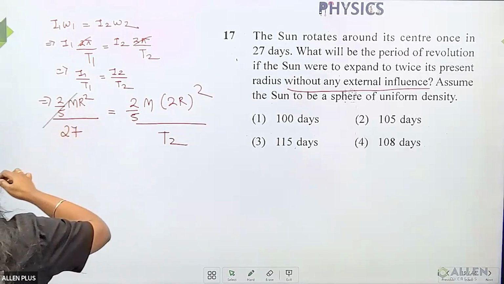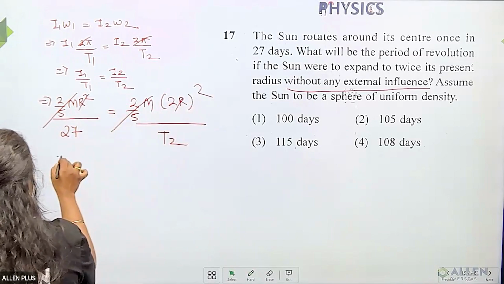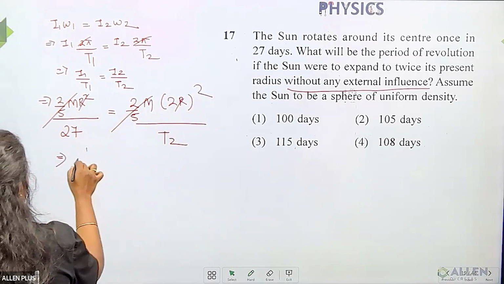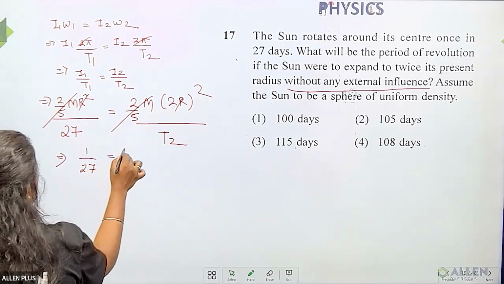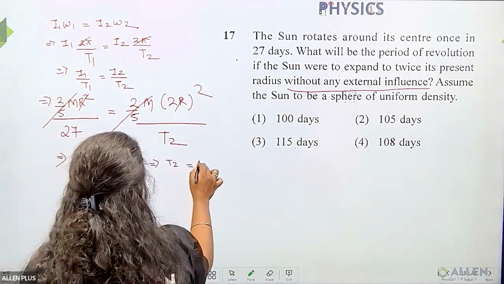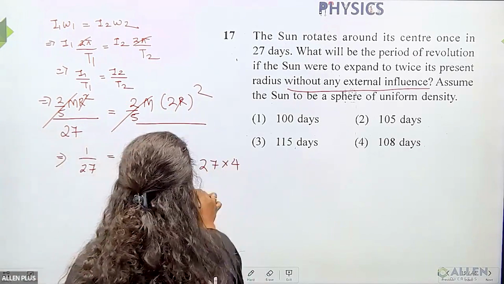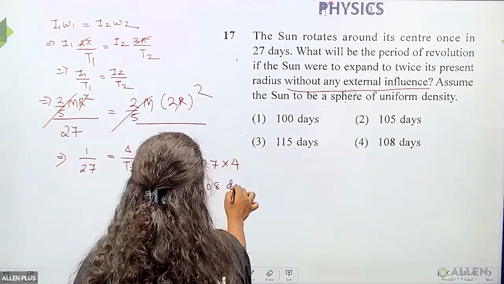So here 2 by 5 m goes off, r square will go off. From here you will be having 1 by 27 is equal to 2 square, 4 by T2, or I can say T2 is equal to 27 into 4. So the answer will be 108 days.